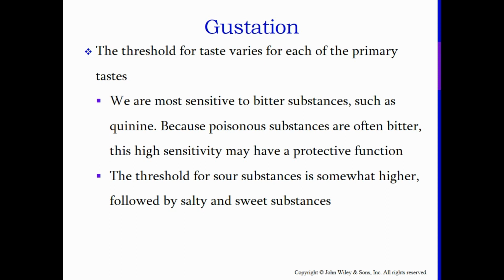The threshold for taste varies for each of the primary tastes. We are most sensitive to bitter substances. So, everybody always wonders how I can handle black coffee. Black coffee is said to be quite bitter. Doesn't bother me at all, but it's interesting that we are very sensitive to bitter substances such as quinine because it's poisonous, and those poisonous substances are often bitter, and this high sensitivity may have a protective function. So as soon as you ingest a poison, it's bitter, it's undesirable, and you want to spit it out as fast as you can.